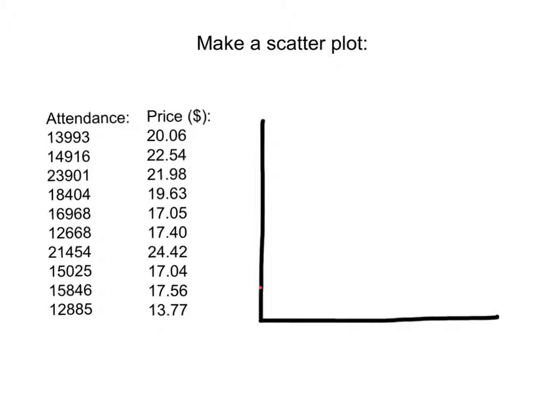On the y-axis, which is this one, we will label it with attendance. On the x-axis, which is this one, we will label it with price. Now, when you are labeling the axes, you do not need to label every single point. You can just make it the range from the lowest to the highest.